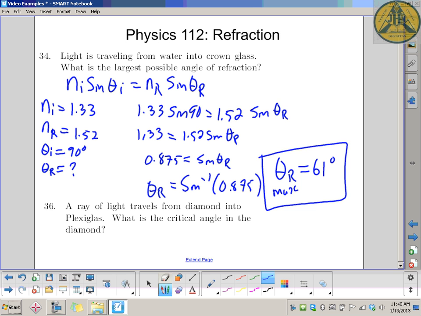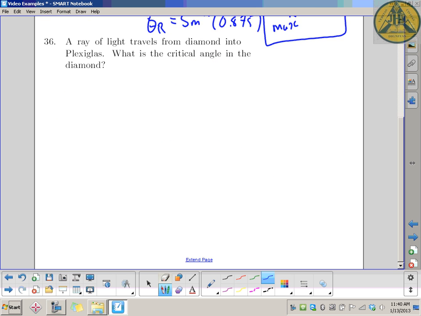All right. Any questions? Nope. Good. So we'll do 36 because it doesn't take too long either. It's very, very similar to what I just did. The difference is the 90-degree angle happens on the right-hand side of the equation. It happens in the refracted material. So it's still a Snell's law relationship, working with angles and indices of refraction.